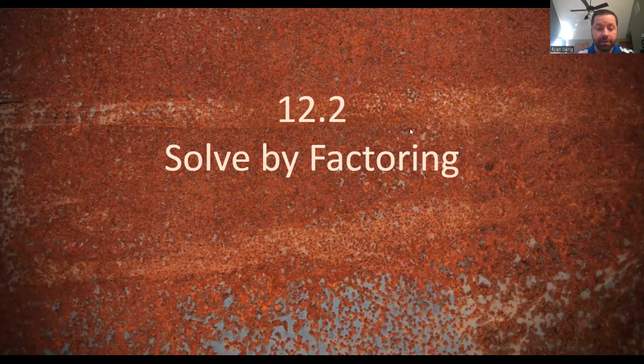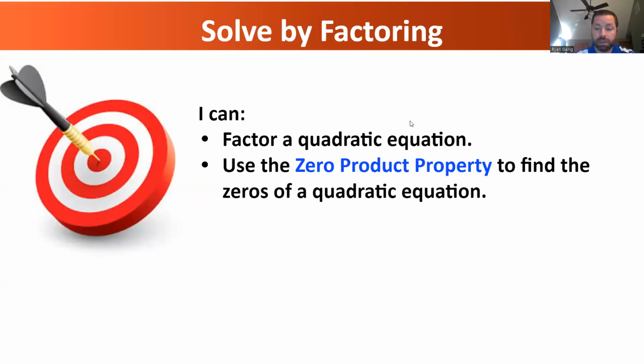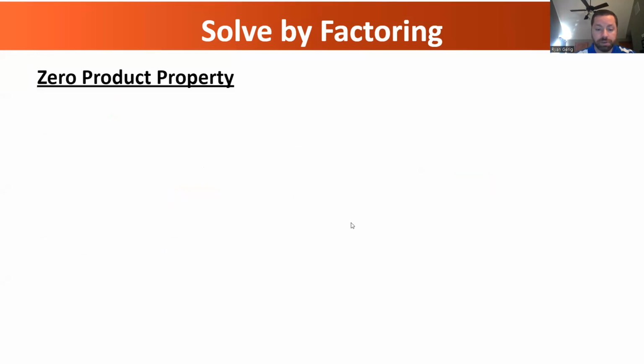We're going to solve by factoring. We're going to be using something that you've learned before, factoring, and then applying something called the zero product property to find the zeros of a quadratic equation. So what is the zero product property?